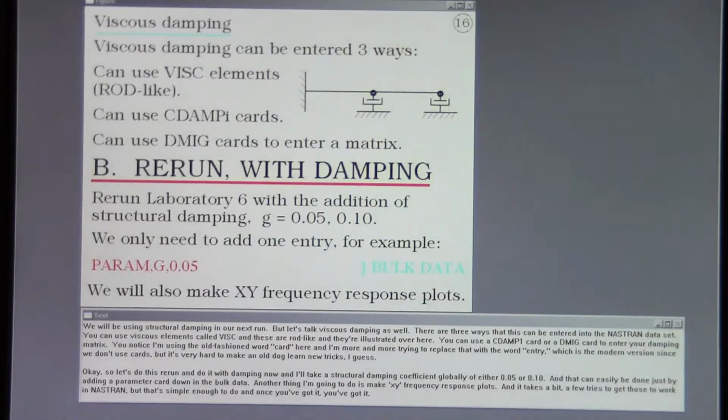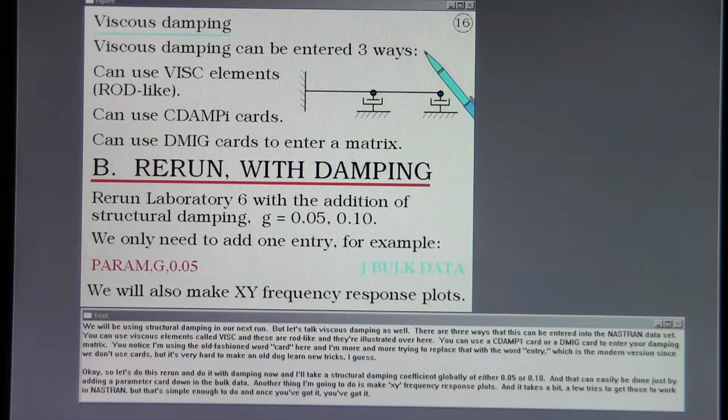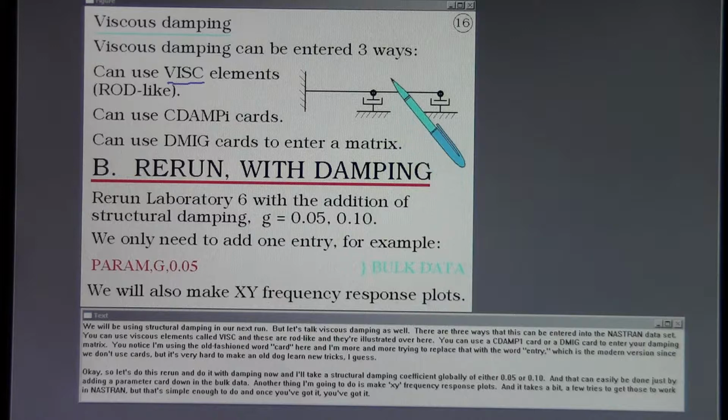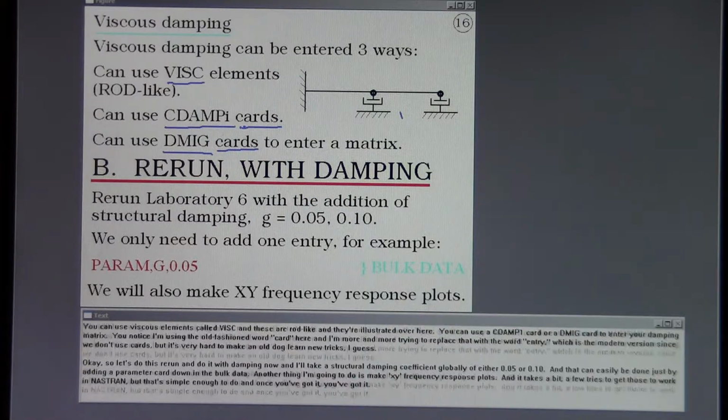There are three ways that this can be entered into the Nastran data set. You can use viscous elements called VISC, and these are rod-like, and they're illustrated over here. You can use a CDAMP1 card or a DMIG card to enter a damping matrix. You notice I'm using the old-fashioned word card here, and I'm more and more trying to replace that with the word entry, which is the modern version since we don't use cards. But it's very hard to make an old dog learn new tricks, I guess.